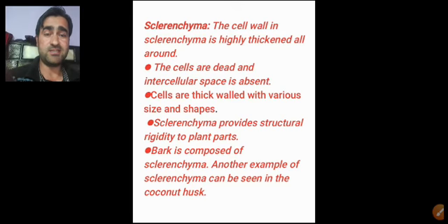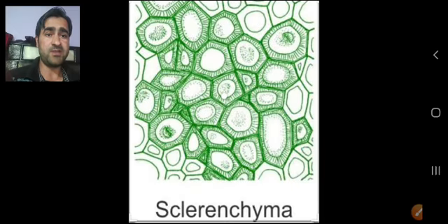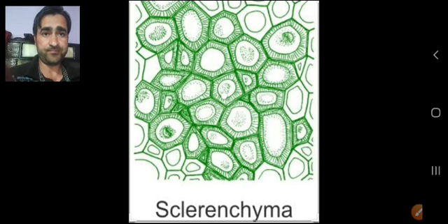You will find these cells in the coconut husk or the walnut coverings, or you will find the bark is composed of sclerenchyma tissue. The cells are thick walled with various shapes and sizes. They provide structural rigidity to plant parts. It is like this. You can find different cells with various shapes and sizes, and their main job is to ensure the structural rigidity to certain plant parts where it is necessary.